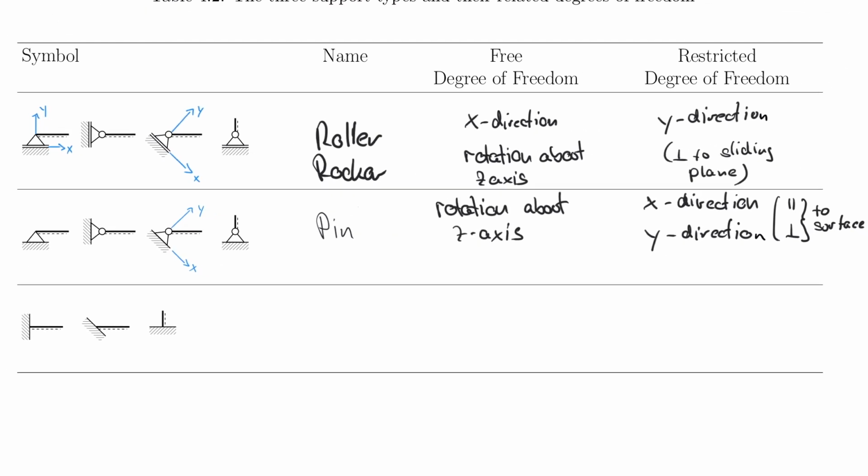So let's complete the table for that. So this would be fixed. And degrees of freedom, we have none here, as long as we're talking about 2D, of course. But we have the x direction as restricted. We have the y direction restricted. And we have rotation about the z-axis.